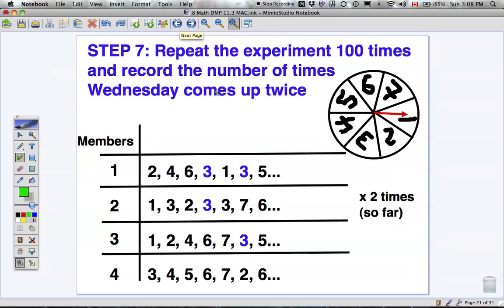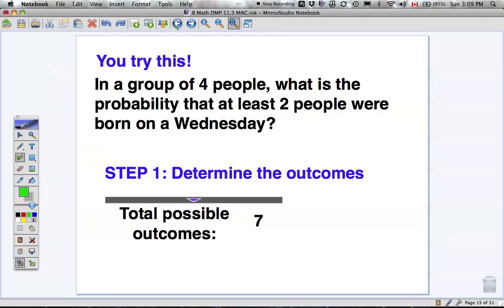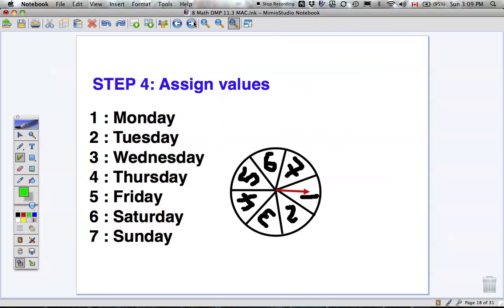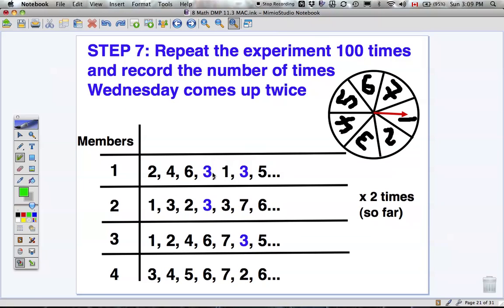We do the experiment 100 times. This is step 7. It's really, really important to do 100 times. And we record the number of times that Wednesday comes up twice, because the original question was that at least 2 people, that means 2 or more, were born on a Wednesday. So we're looking for the 3, Monday, Tuesday, Wednesday. And here is one case where at least 2 people were born on a Wednesday. Here's another case right here. Member number 1 and member number 3 were both born on a Wednesday.